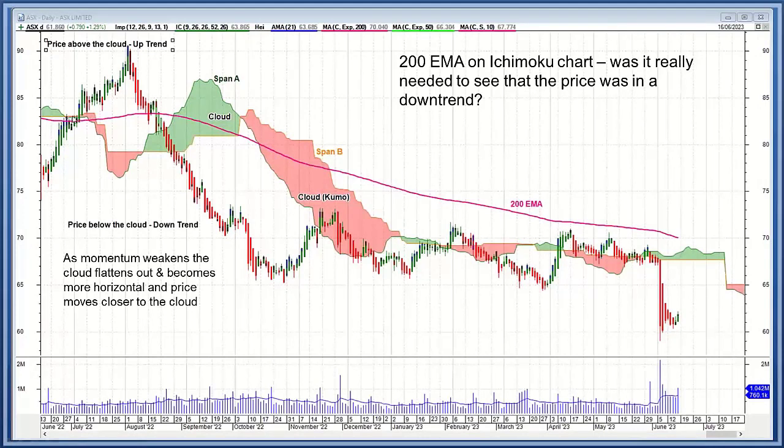Here's the same 200 EMA on the cloud. Does it make it any more obvious? Do we really need the 200 EMA? I think it's pretty obvious. It's been in a downtrend.